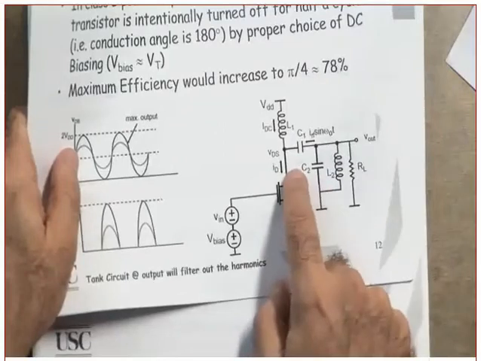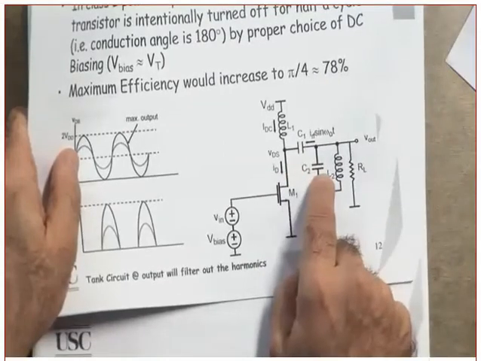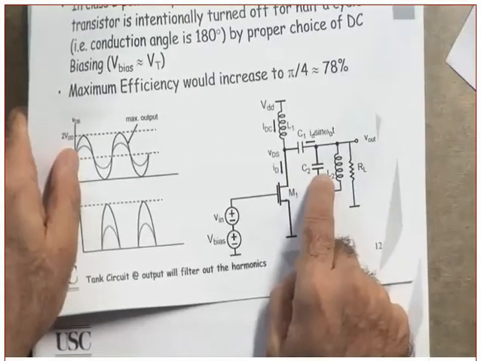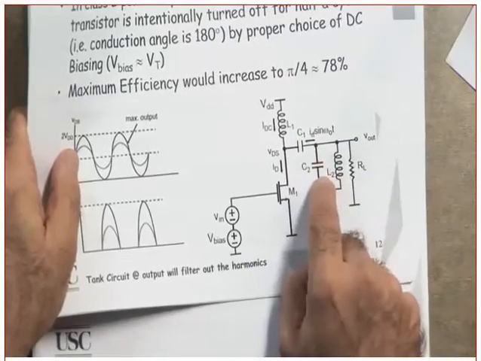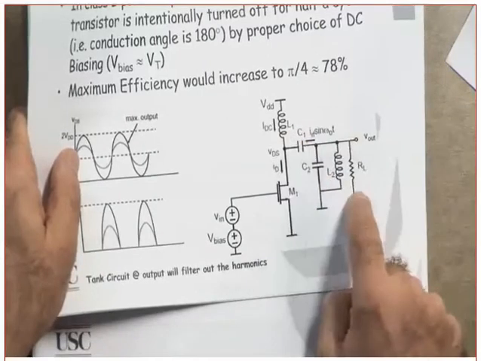All the harmonics will see this one acting as a short circuit, which means everything will go to the ground. The only thing is, this one behaves as an open circuit at the fundamental. So the fundamental will come in here.